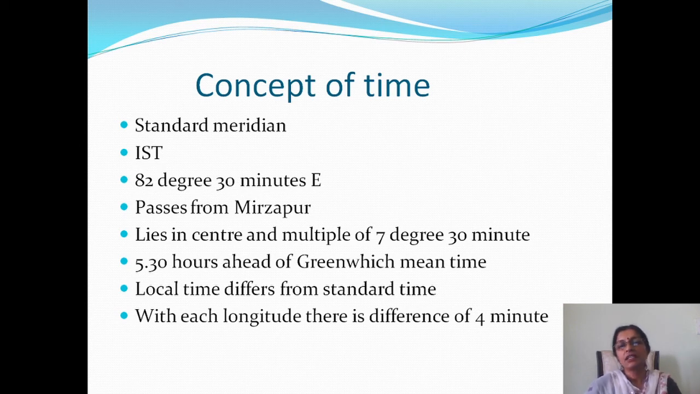Now the question arises, why have we taken such an odd number as our standard meridian, 82 and a half? Neither is it 80 nor 85, 84. We have taken 82 degree 30 minute east. The reason behind this is that it passes through the center of the country and it is a multiple of 7 degree 30 minute. There will be a time difference of one country to another. It will be either half an hour, 1 hour, 1.5, 2, and so on.